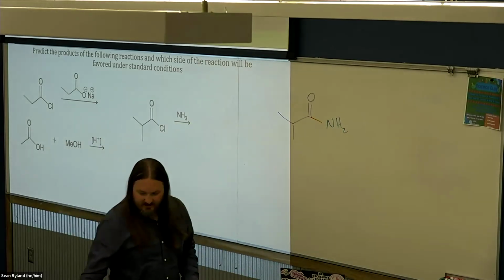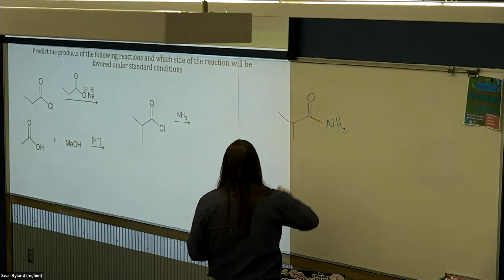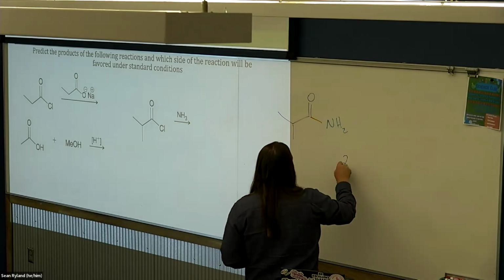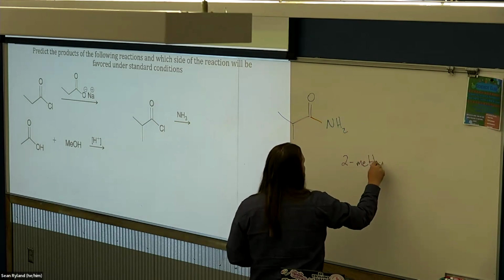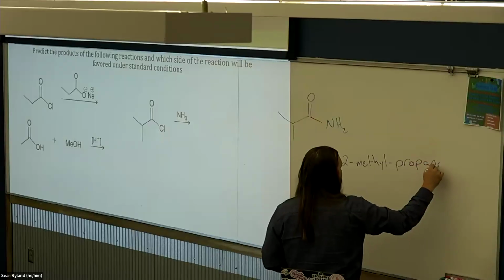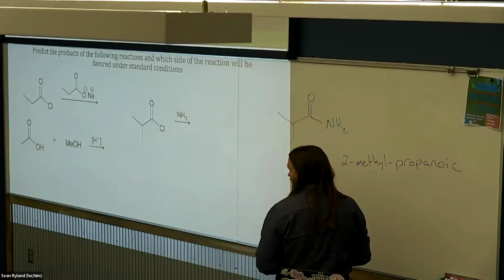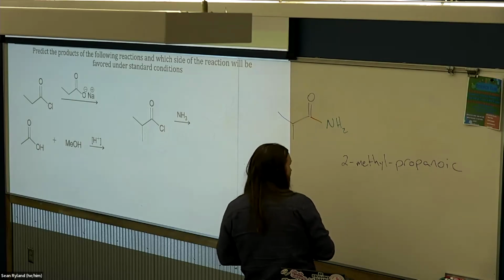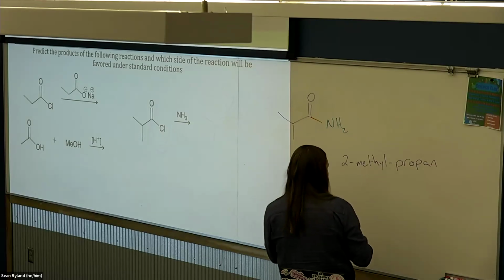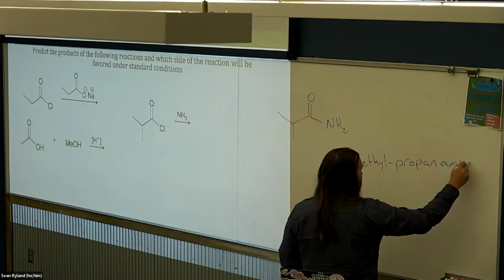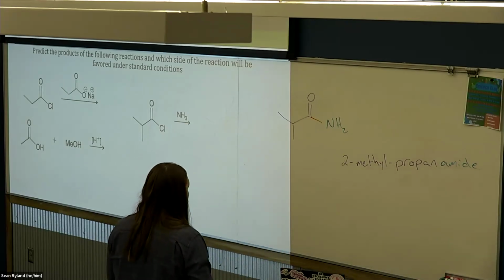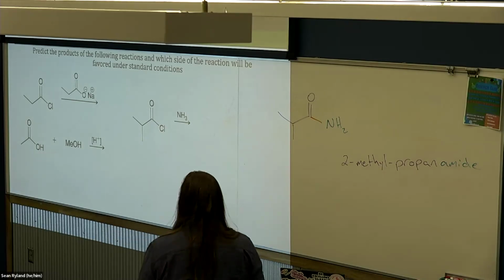So then naming this, if it was the acid, it would be 2-methylpropanoic acid, right? So we name it as the acid, cut that off, and say amide. So 2-methylpropanamide.